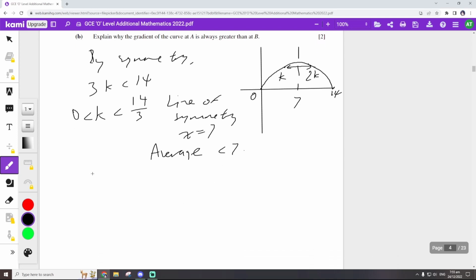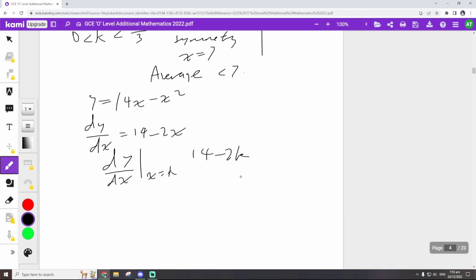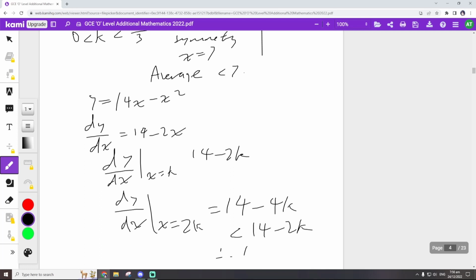So if I let y equals 14x minus x squared, I can differentiate this. dy/dx gives me 14 minus 2x. At k, you get 14 minus 2k. At 2k, you get 14 minus 4k, which is less than 14 minus 2k because k is greater than 0. Yeah, that's all.